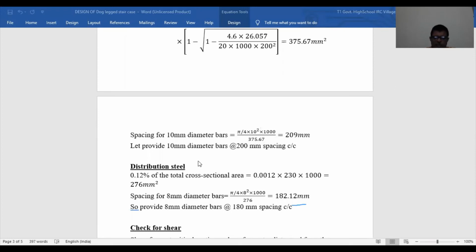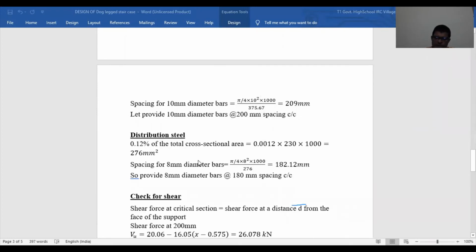And the distribution steel will be equal to, again the minimum steel we have discussed, 0.12% of the cross-sectional area. Using 8 mm bars as this reinforcement, you find the spacing comes 180. So provide 180. So the distribution steel comes 180, and the main steel comes 10.5. This is the main steel, and this is the distribution steel.